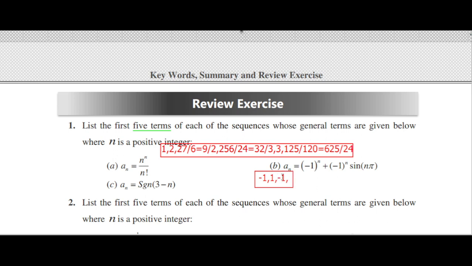The fourth term, this is positive, and sine 4 pi is also 0. So the fourth term is positive 1. The fifth term, again this is 0, minus 1. The fifth term is also minus 1. These are the 5 terms of this sequence. Let's see number C.